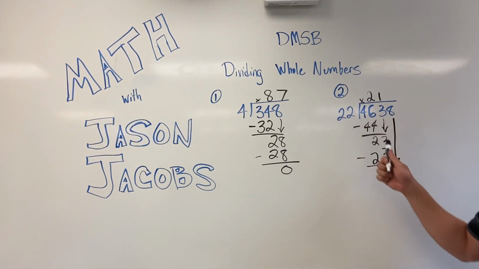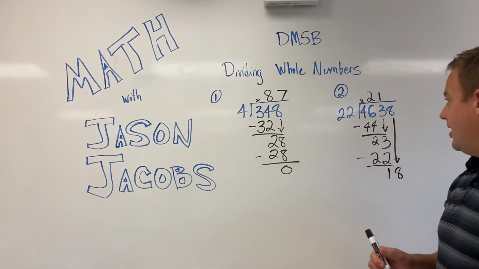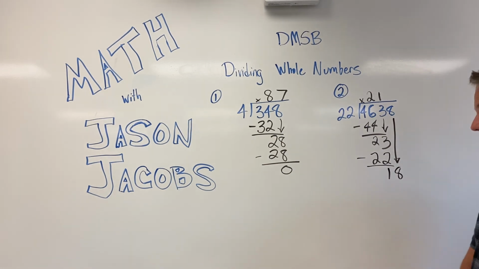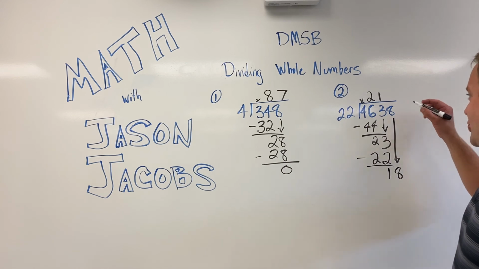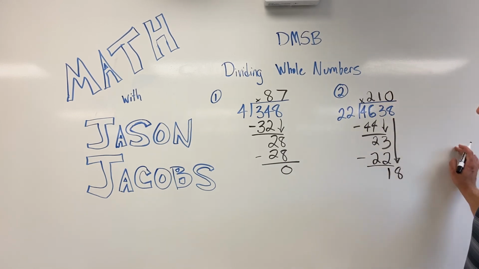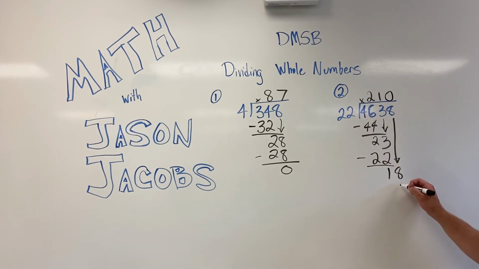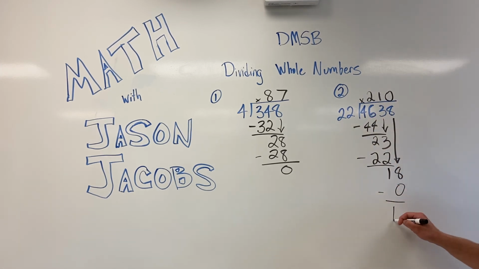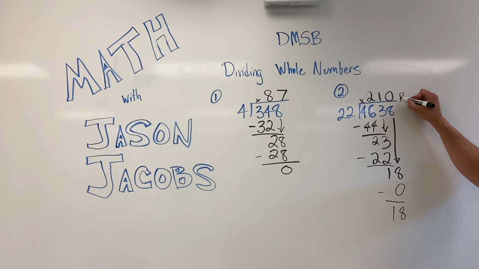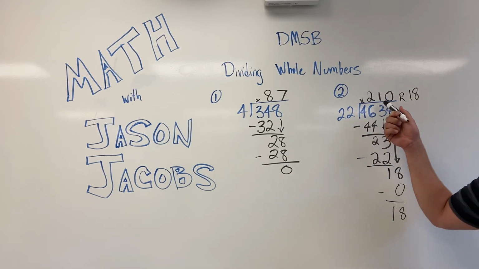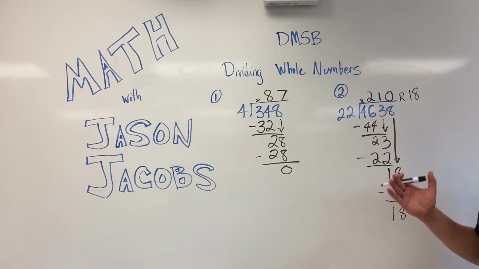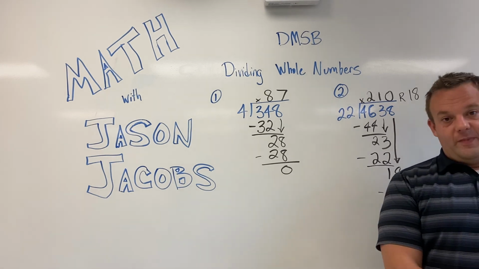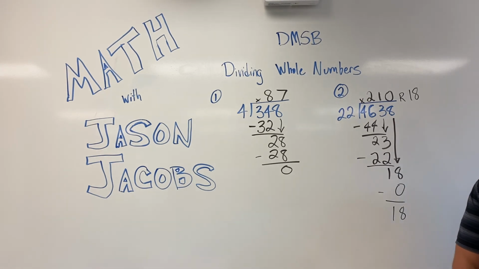And now 22 goes into 18. Uh-oh, it doesn't. So we are going to put a 0 because it does not go in. And 0 times 22 is 0. And we have a remainder of 18. All right, so this would be an acceptable answer if they want a remainder, like 210 remainder 18.